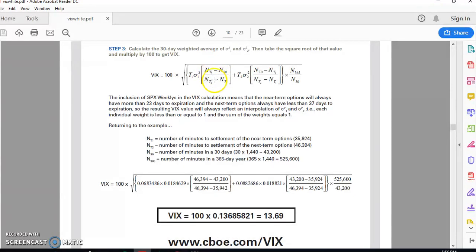by taking NT2. Now NT2 here is the number of minutes to settlement of the next term option. So T1 is given in terms of years, T2 is given in terms of years, NT2 is given in terms of minutes. Okay, so we had worked this before, the 35,000 and the 46,000.